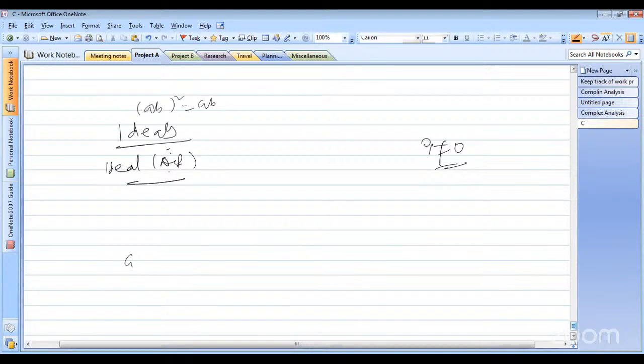A nonempty subset I of a ring R is said to be an ideal if for all a, b belonging to I, a plus b belongs to I, and if a belongs to I and r belongs to R, then ra belongs to I. So ab belongs to I and ra belongs to I. The intersection of a class of ideals of a ring R is again an ideal of R.